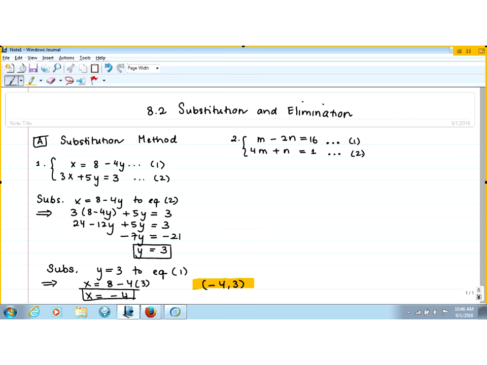Now, what am I going to do next? Can we substitute right away? No, you have to solve first, right? You have to solve for a variable first, either m or n. Which one is easier to solve for? Either m on the first equation or n on the second one. Why? Because the coefficient is 1. So how do I solve for m? So let's do that first. So solve for m in equation 1.